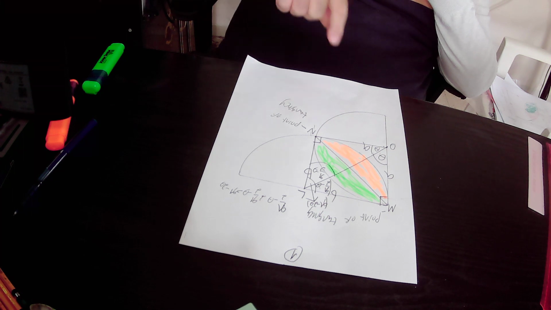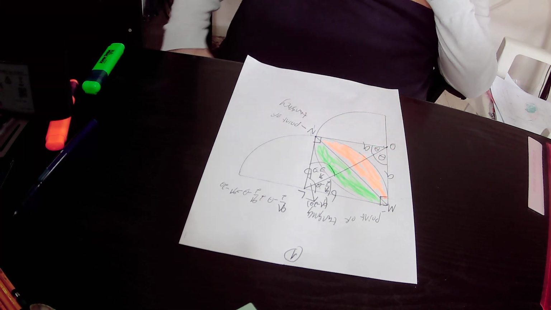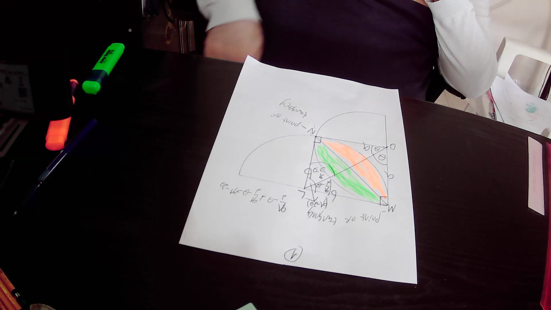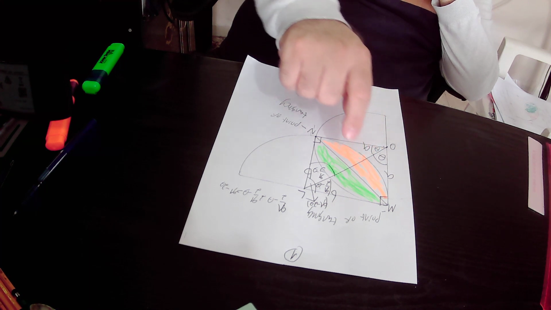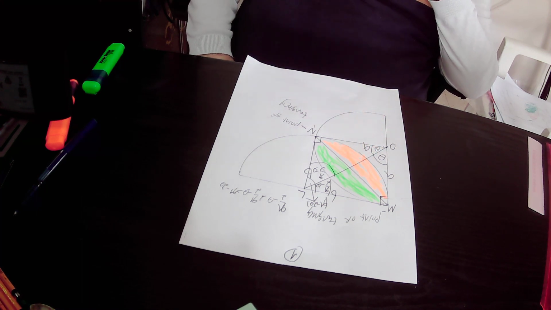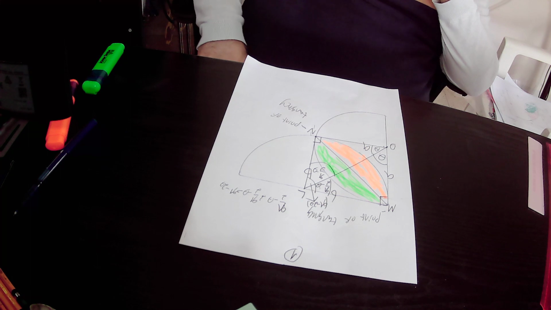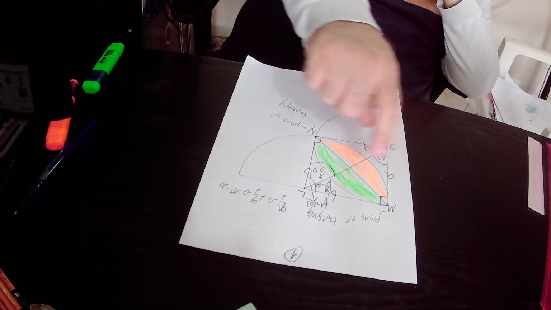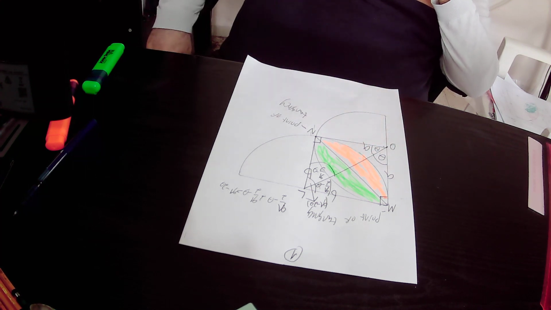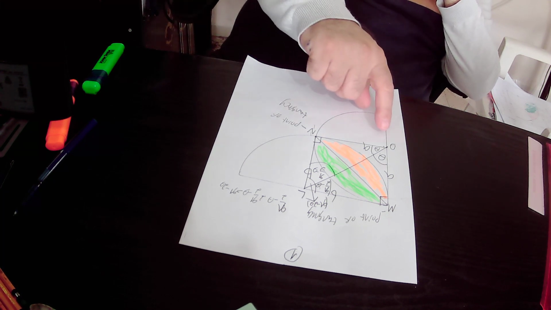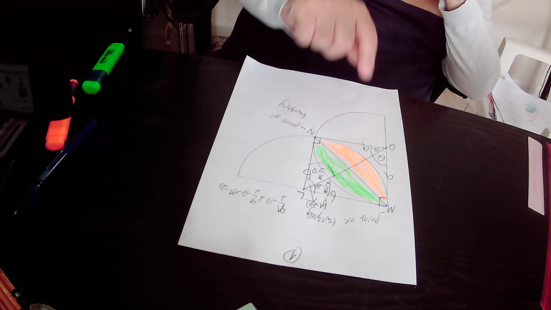Then we join points M and N together by a straight line. By joining points M and N by a straight line, we actually divided the lens into two parts. We find the area of each part, then add the two areas together, and in this way we find the area of this lens. Okay, and we also join points O and L together by a straight line.